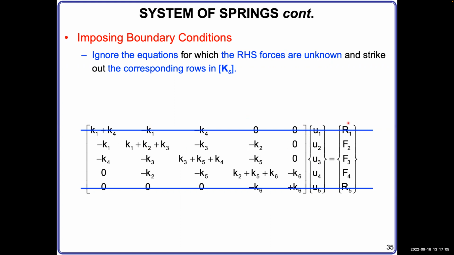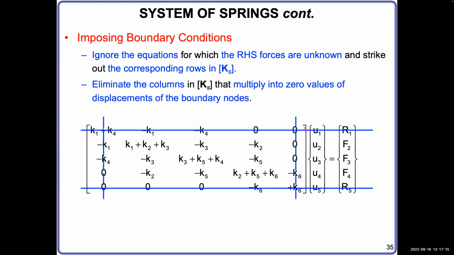Because force 1 and force 5 correspond to multiplication with column 1 and column 5, these two columns also are not useful. So you can rule them out. Then you will only have a 3×3 matrix, a 3×1 displacement, and a 3×1 force. The only unknowns are the displacements on the left hand side. Force we already know, spring constant we already know.